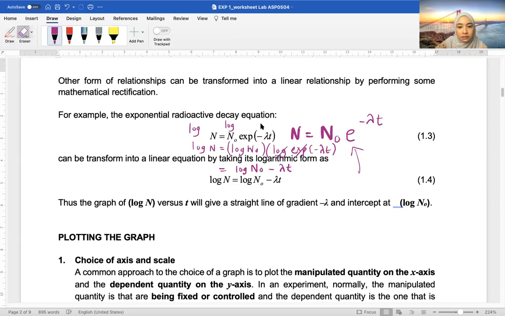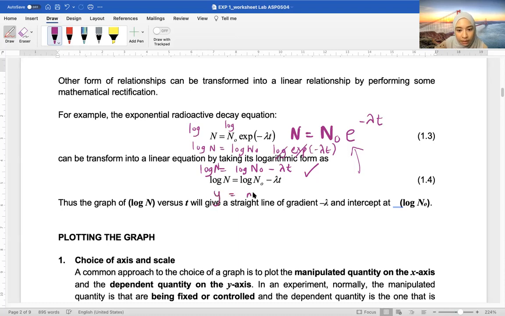Okay. The brackets actually are not needed here. It's just to make it easier for you to see. Log n naught, and then this cancels out, so it becomes minus lambda t. So now that the exponential is gone and it became log, it is a straight line, and this is what we want. Now I can try to write this in the format of y equals mx plus c. So let's try it.